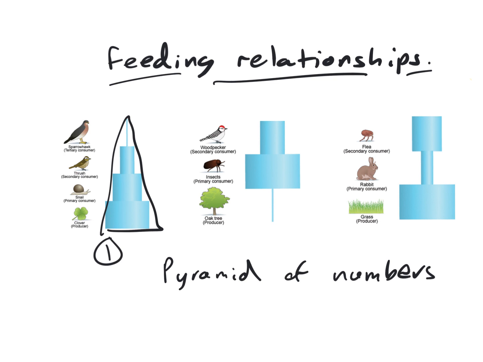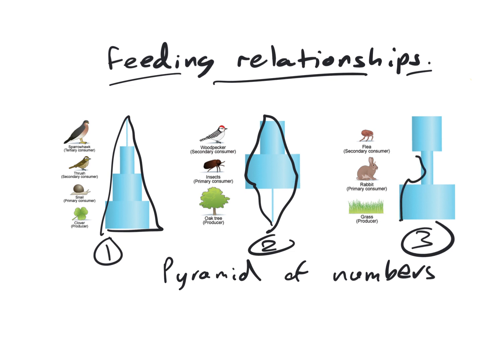In this example though, we've got one oak tree being eaten by thousands of insects, being eaten by hundreds of woodpeckers. This now is not a pyramid. It's a weird shape, right? That's example number 2. Example number 3, we have a lot of grass being eaten by a few rabbits, which have been eaten by lots of fleas. So again, this doesn't quite work. It's a weird shape. It's not a pyramid.